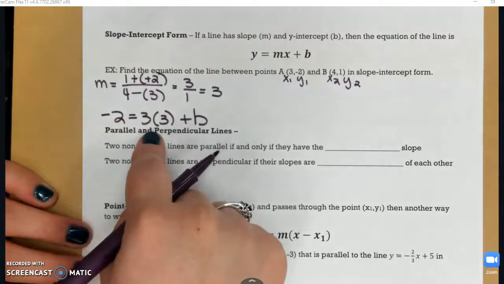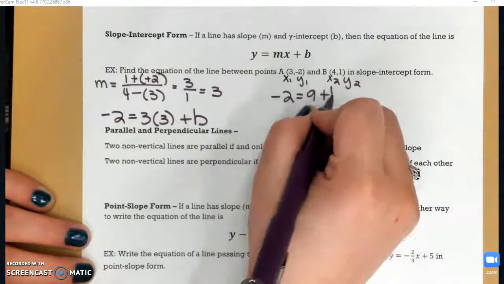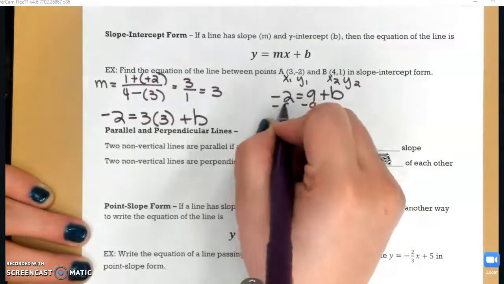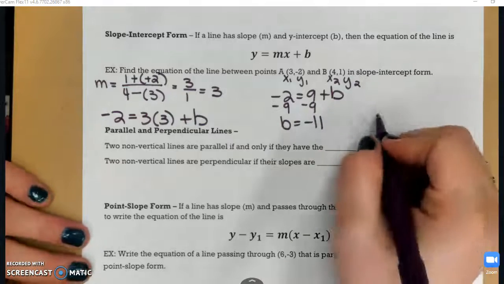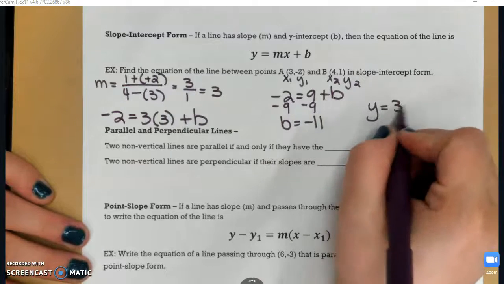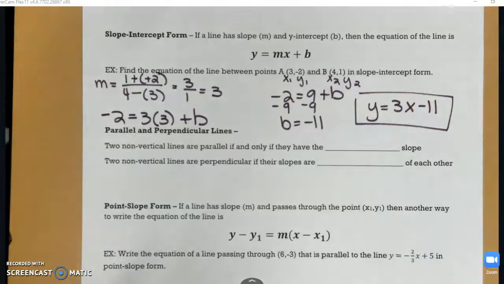So 3 times 3 is 9, so I'm going to move over here just because I'm running out of room. So that's equal to 9 plus b, subtract 9 on both sides, and I find that b is negative 11. So the equation of my line is y equals 3x minus 11. Cool beans. Okay, so now parallel versus perpendicular lines.